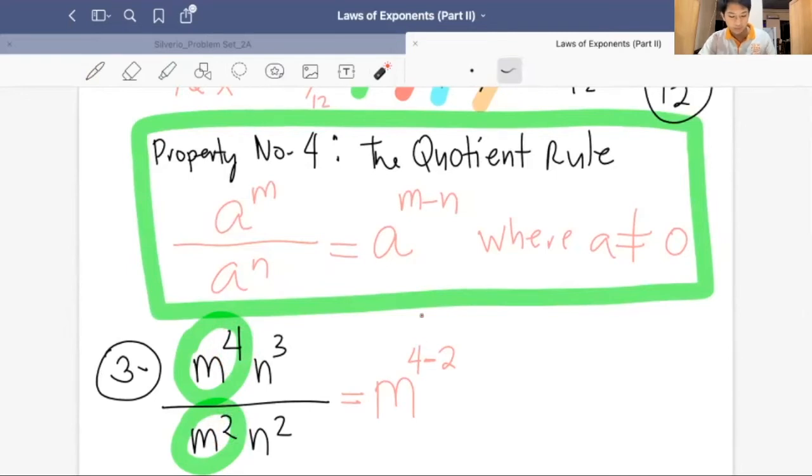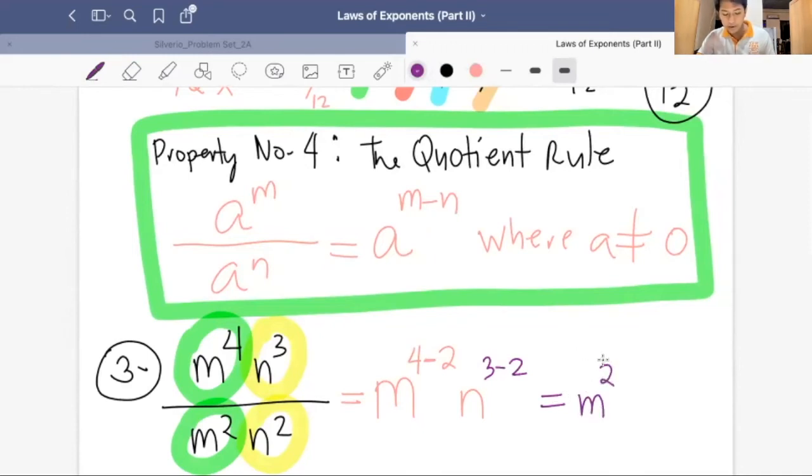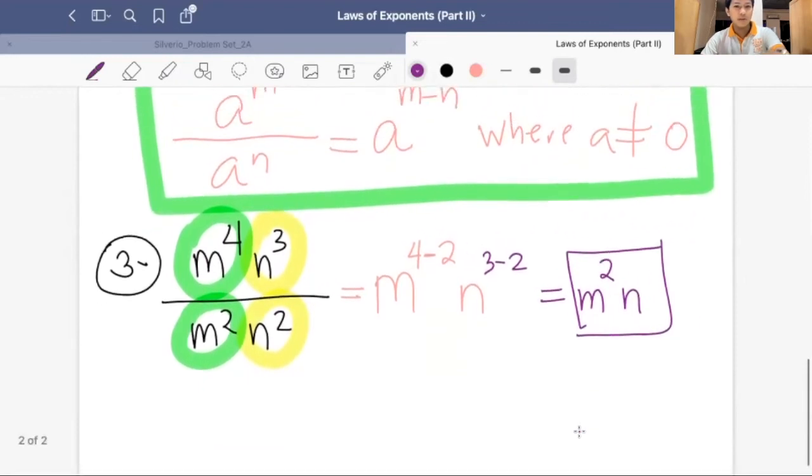So 4 minus 2. And then n, we have n cubed over n squared. So we have n raised to 3 minus 2. Okay, just do your arithmetic. We have m, 4 minus 2, squared, and 3 minus 2, 1. So that is just n. This is the final answer, m squared times n. Okay, isn't it cool? Let's proceed to example number 4.